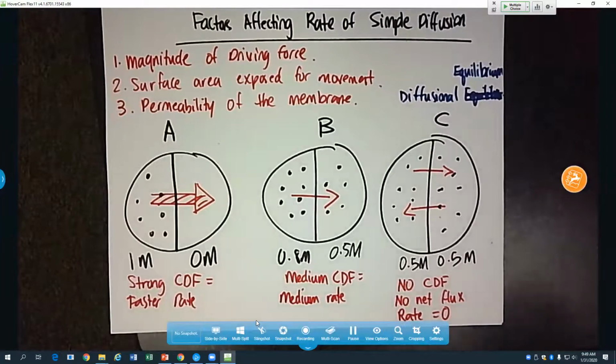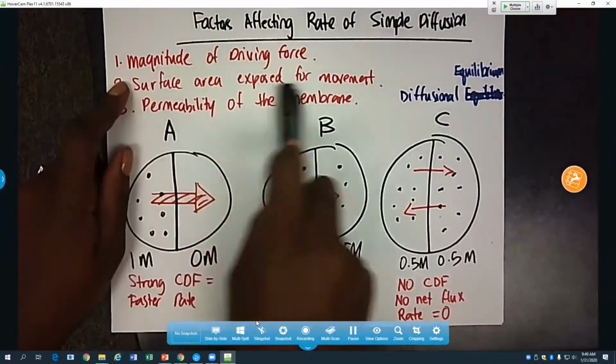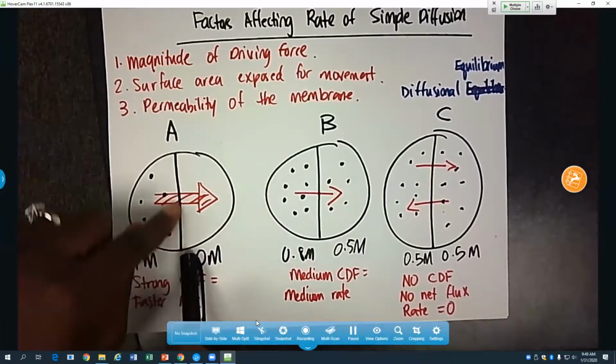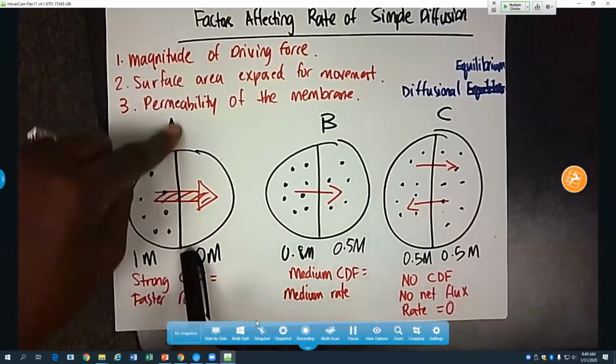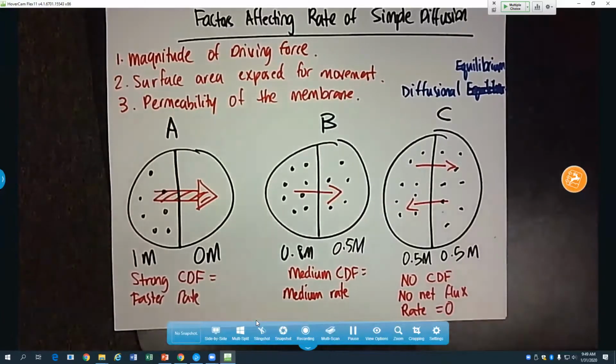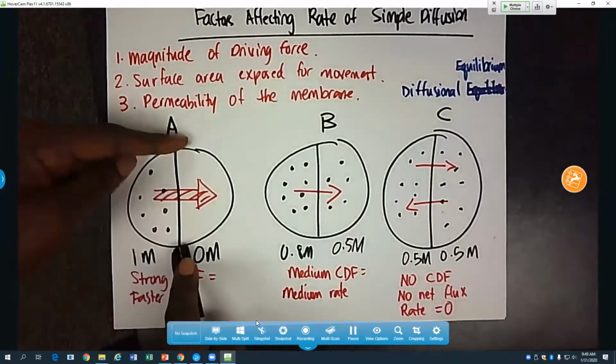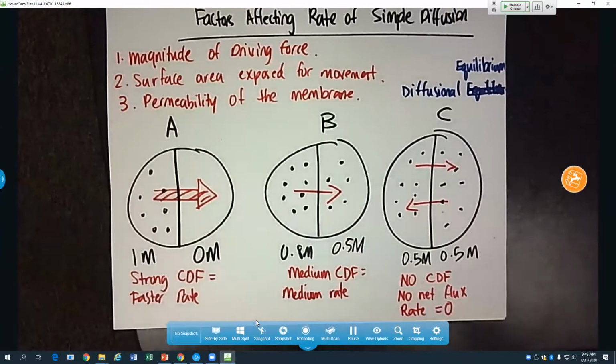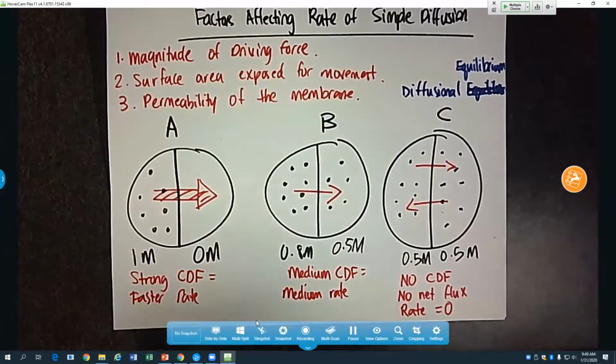Okay, so this is what we speak about when we talk about the magnitude of the driving force, the strength of that gradient, right? The strength of the separation. The second factor has to do with the surface area exposed. So if in this first scenario, we extended the membrane, so we have the membrane here, if we extended the membrane and we had more surface area exposed, we would have a faster rate. Alternatively, if we decrease the membrane, right, let's say we cut the membrane down or made the container smaller, we would have a slower rate. So the amount of surface area that's exposed for exchange of materials will dictate the rate of movement of particles from one side to the other.